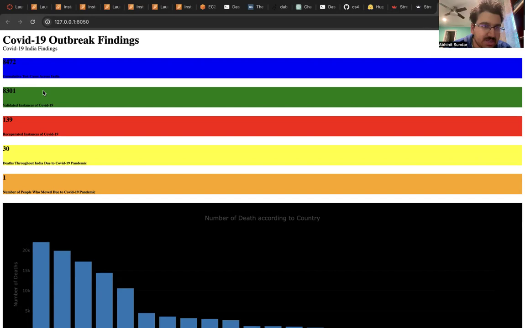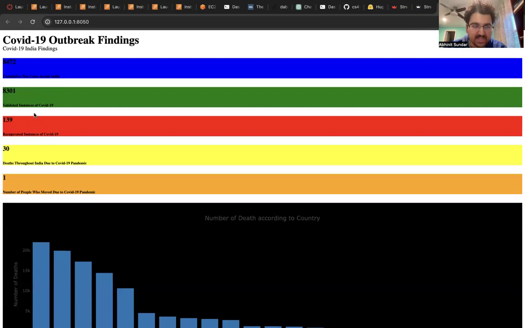8,472 cumulative test cases were there across India. That means that there were 8,472 cases of COVID-19 in India across all the different 52 states. 8,301 validated instances of COVID-19. That means out of the 8,472, which were suspected to have COVID, 8,301 actually showed COVID.